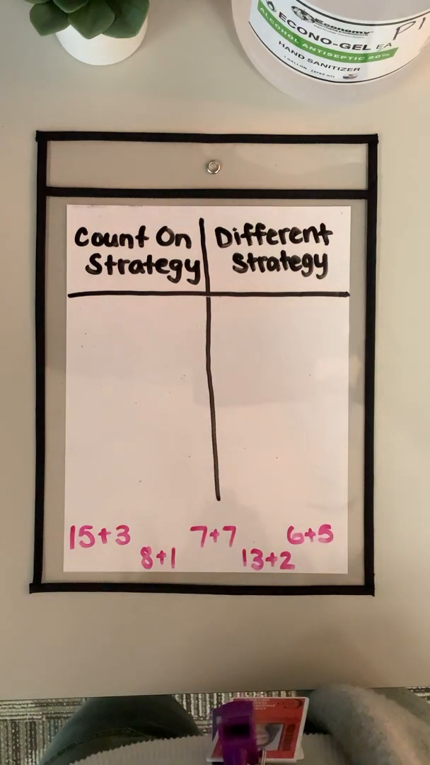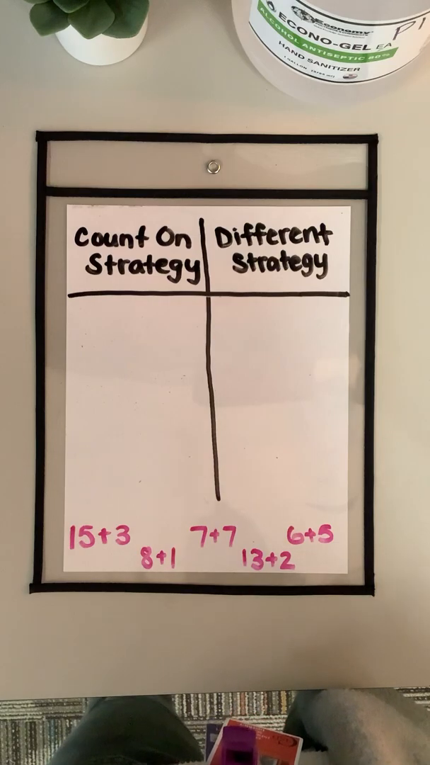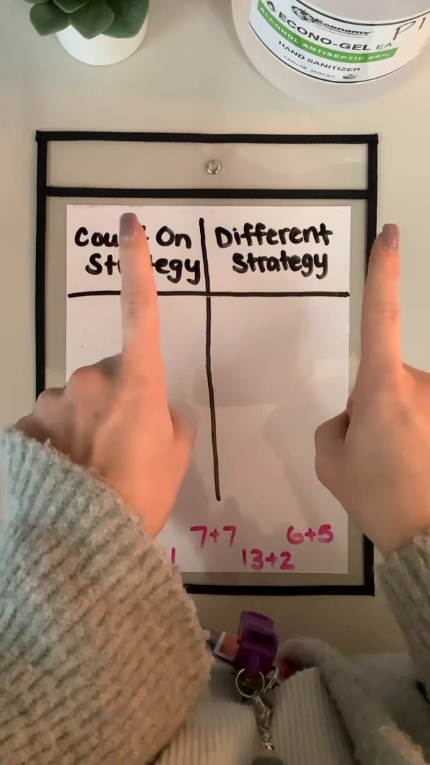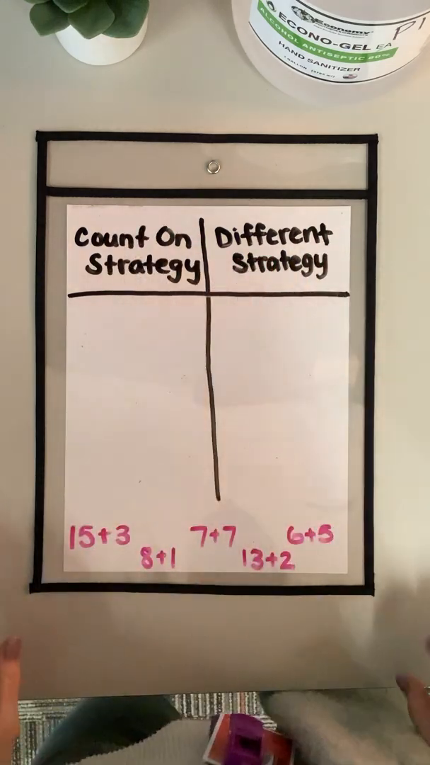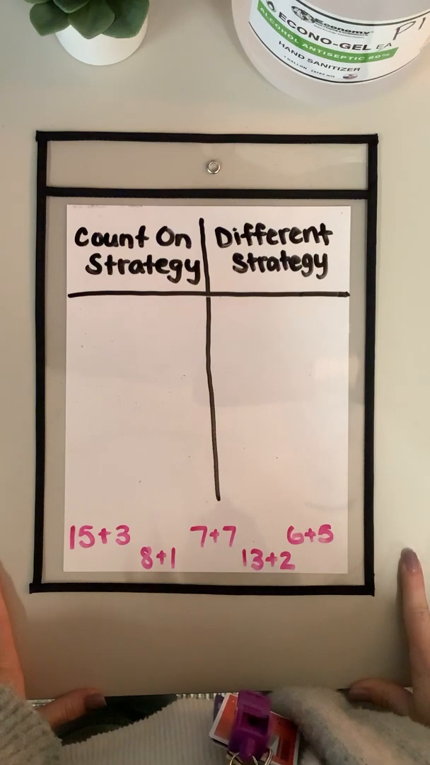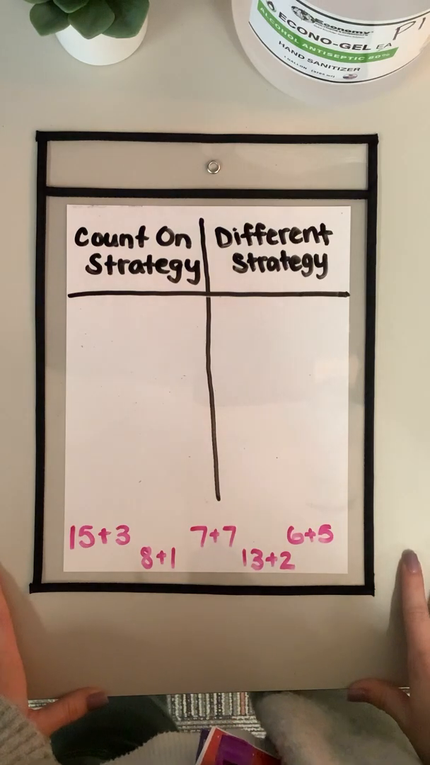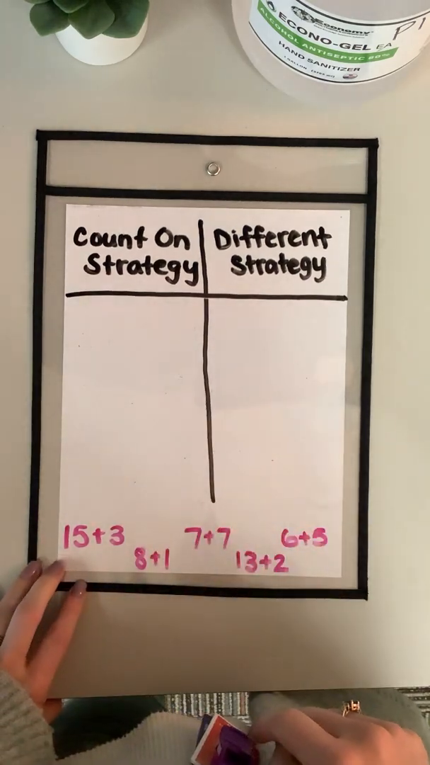Remember, when we're using the count on strategy, we want our addition problems, we want the add-ins to be one big number and one small number. If they're 2 numbers that are both big or they're very similar to each other, then it's going to be really tricky and take longer for us to count on. So you are organizing these addition problems on the T-chart.